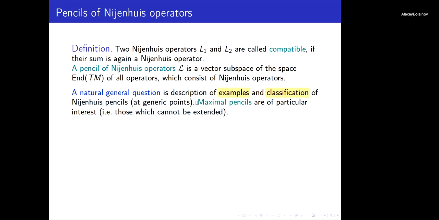And of course, it makes sense to introduce the notion of and study maximal Nijenhuis pencils, so those which cannot be extended. For instance, let me remind you of an example which was already discussed in the course. Take a diagonal Nijenhuis operator L with the components x1, x2, and so on, xn, and consider the square, L squared, of it. Of course, L and L squared are compatible and they form a two-dimensional Nijenhuis pencil.